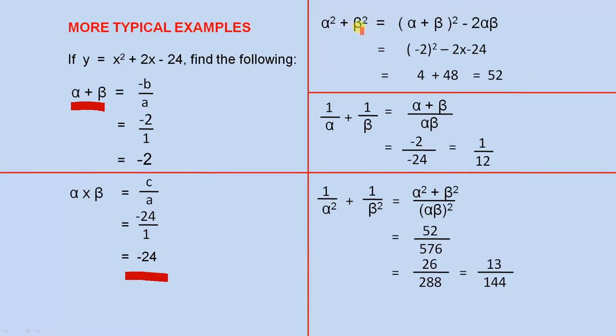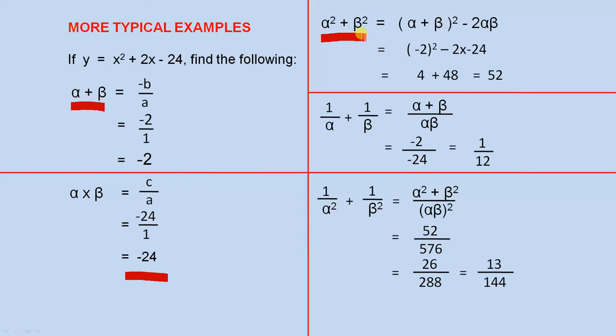Alpha squared plus beta squared. So basically we're asking for one of the roots squared plus the other root squared. Now if we use alpha plus beta all squared, when we expand that, if you remember from earlier videos, alpha plus beta squared is alpha squared plus beta squared plus 2 alpha beta. So all we do is some rearrangement, and alpha squared plus beta squared gives you that expression there.